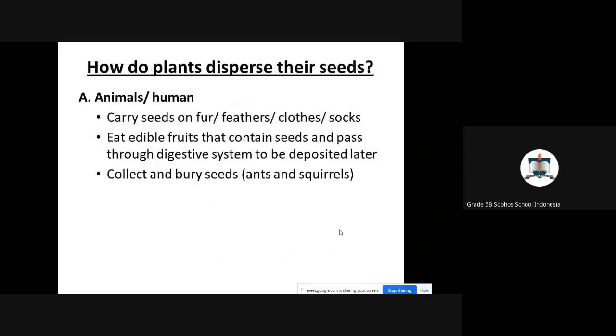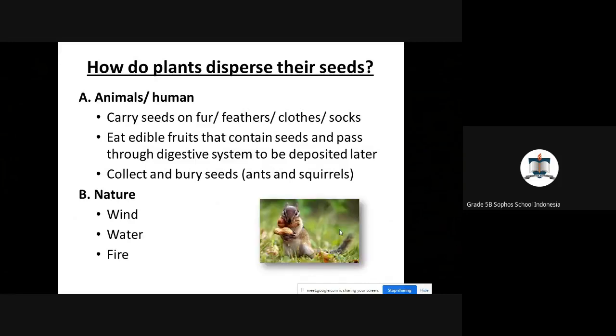Okay, so for the seeds that are dispersed by animals or humans, the animal helps to carry the seeds on their fur or feathers, or they can stick on your clothes or socks. The animal will also eat the edible fruits that contain seeds and pass them through the digestive system to be deposited later, so the seeds will be in their droppings. Some animals collect and bury seeds, for example ants and squirrels. The rest will be dispersed by the wind, water, and fire, with help from nature.